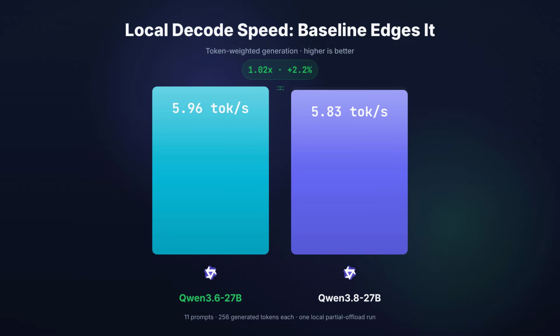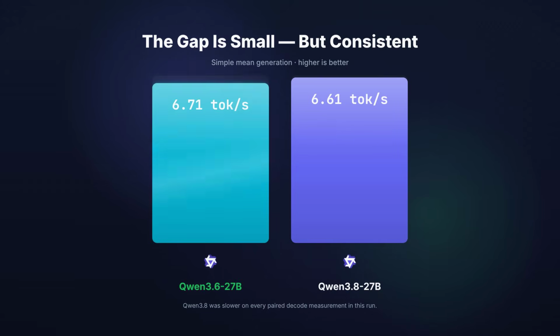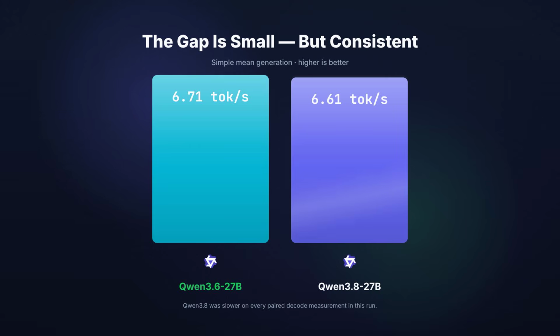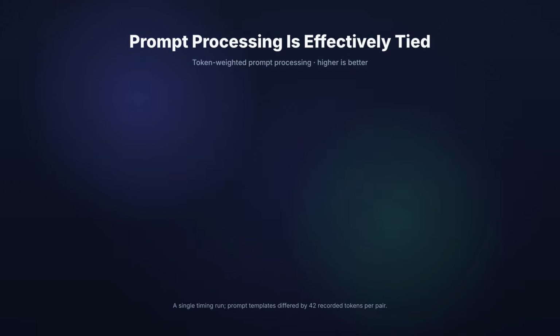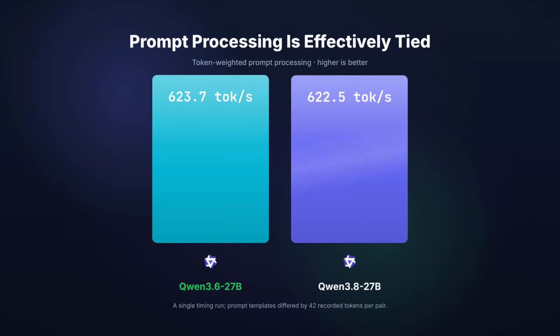Across the full workload, Qwen 3.8 generated at 5.83 tokens per second on a token-weighted basis. Qwen 3.6 reached 5.96. The simpler average shows nearly the same result at 6.61 against 6.71 tokens per second. That gap is small enough that it should not scare anyone away from the new model by itself. It is still directionally consistent because Qwen 3.8 was slower on every paired decode measurement, which means this machine did not turn the newer checkpoint into a free performance upgrade.